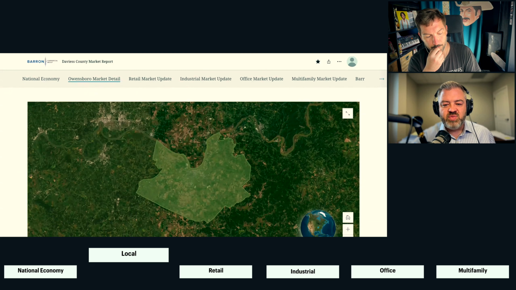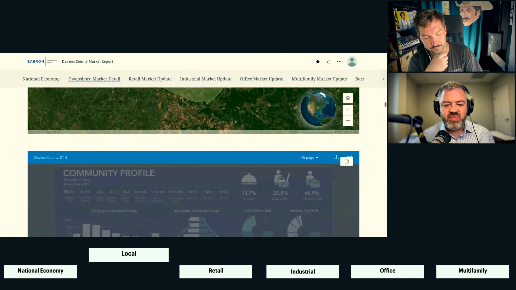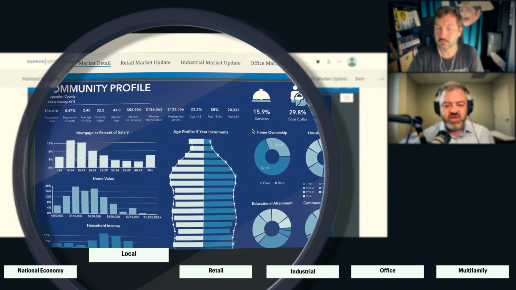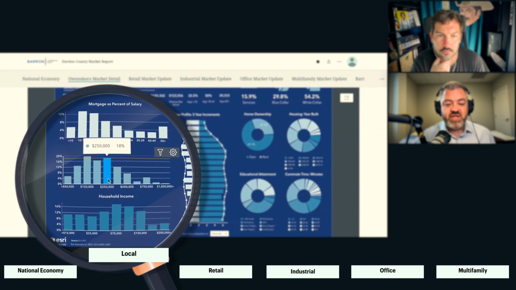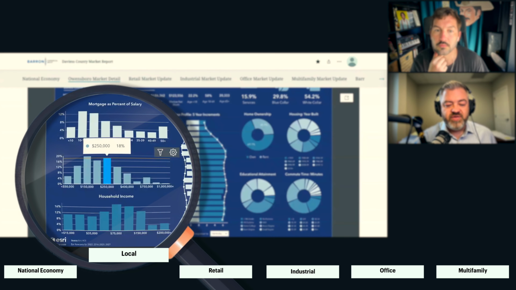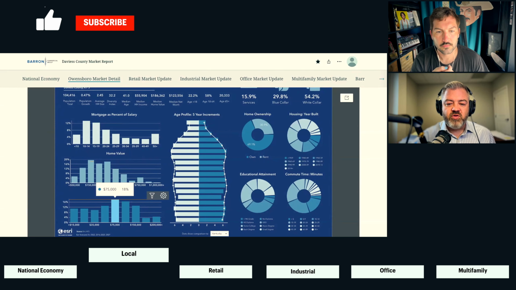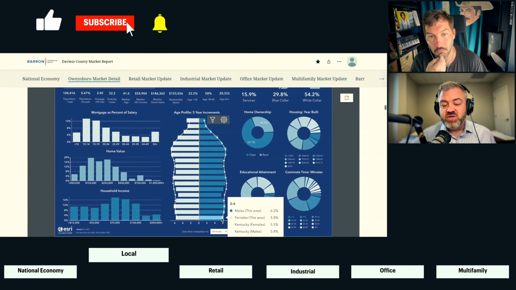Now let's look at the Owensboro market specifically. Here's a community profile of Daviess County, Kentucky. Again, this is interactive, and so we can go through here and see 18% of homeowners in our community have homes that are valued at $250,000. 18% again have annual incomes of $75,000. So this just gives you some overall demographic data of what Owensboro looks like.